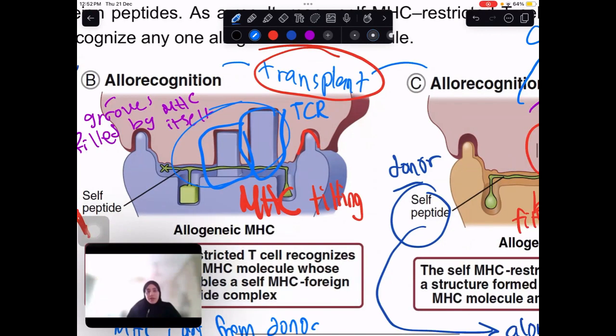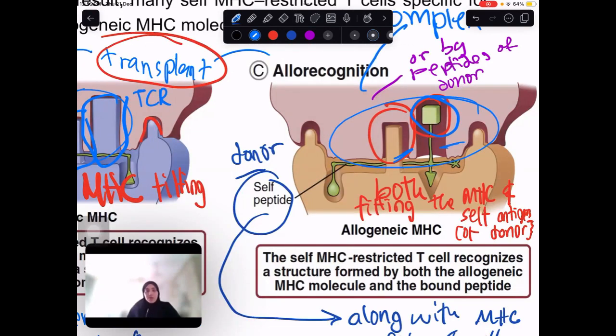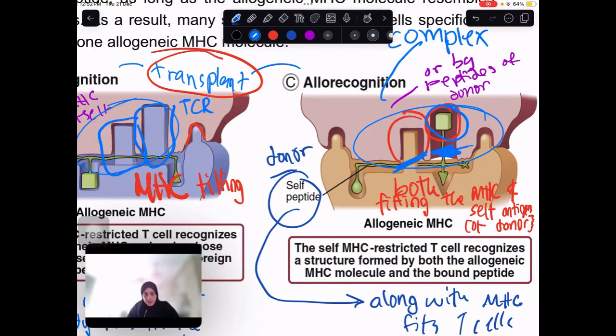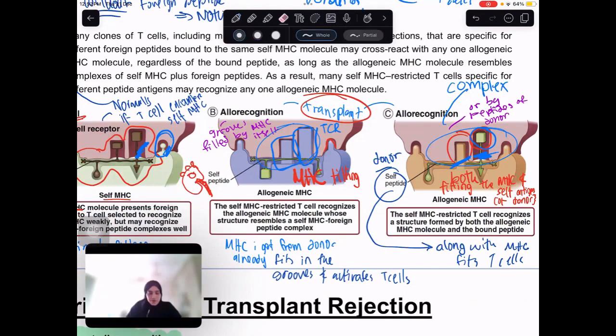Here what we see is that there's going to be both the peptide, can you see the peptide, and the MHC. Okay, so those are the differences. I will be discussing them now to see the differences more here.